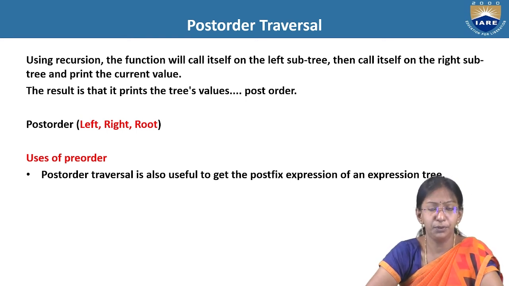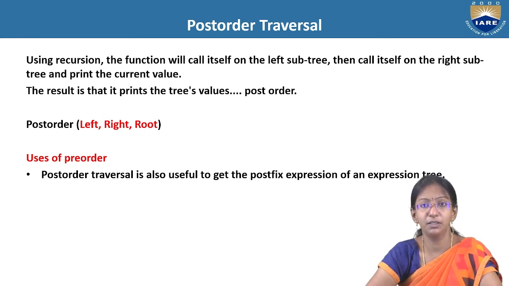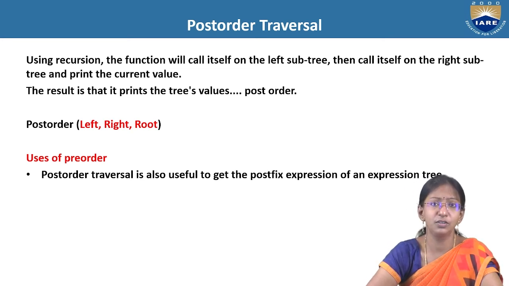In pre-order traversal, we were thinking of the root first, then the left subtree followed by the right subtree. But in the post-order technique, we push the root to the last. First traverse in the left direction, then the right direction, then print the current node. So here the root node, the current node, is given the last priority.